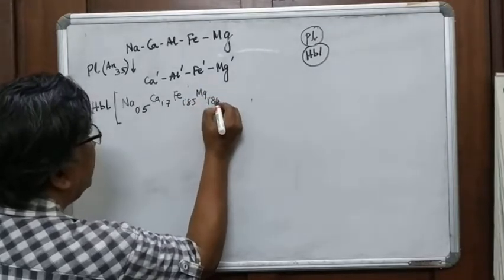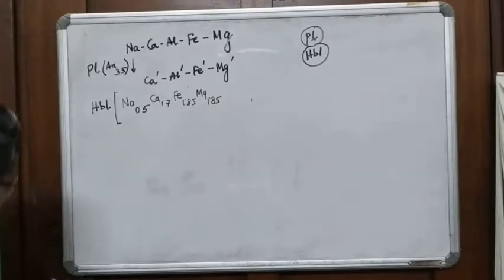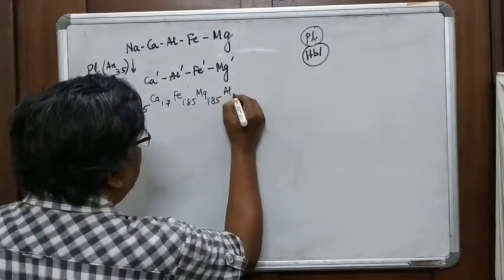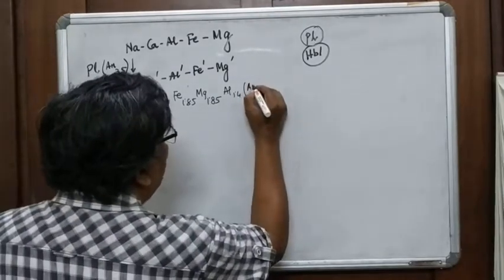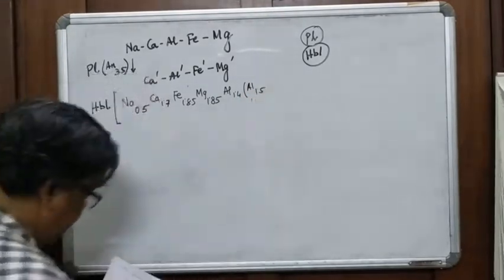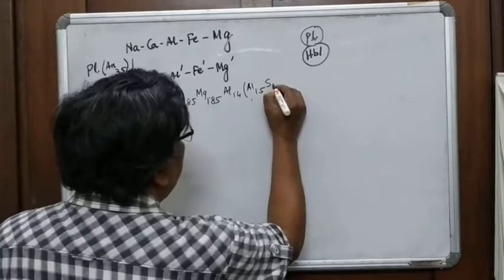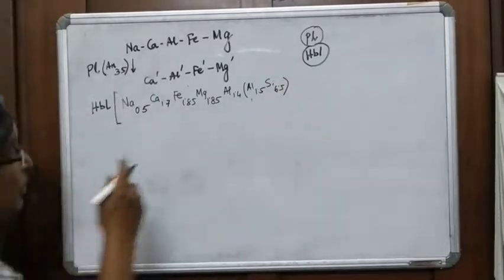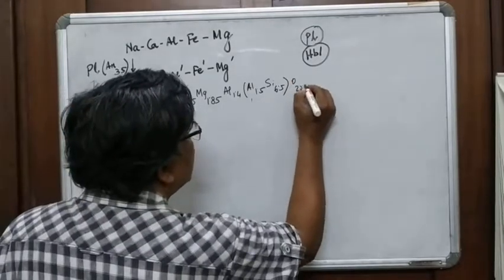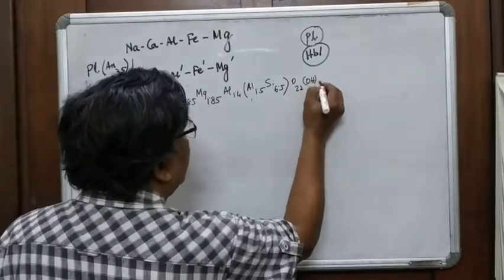Both are 1.85? Yes, 1.85. Aluminium 1.4. Again aluminium, 1.5. And silicon 6.5. And O22, O is O twice. So that was the Hornblende rock.